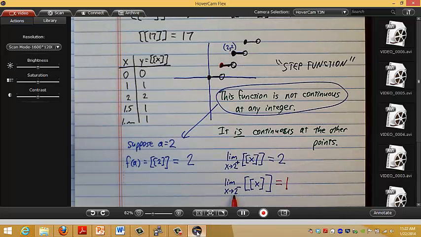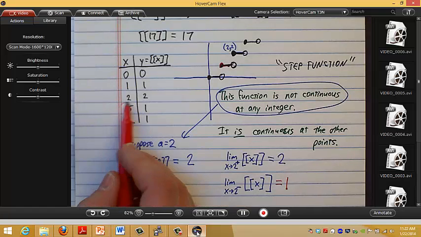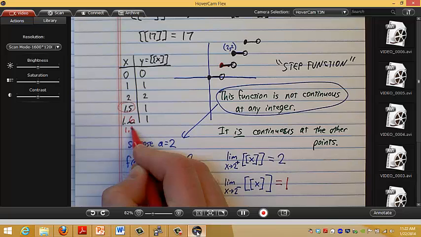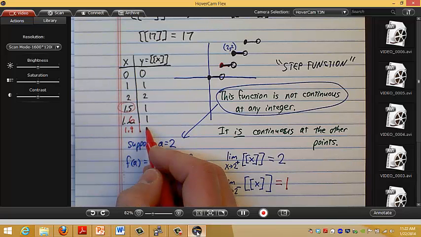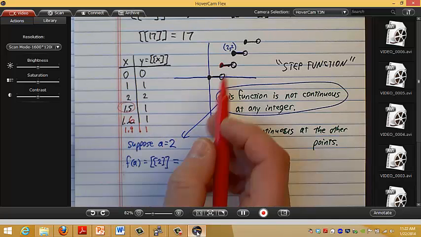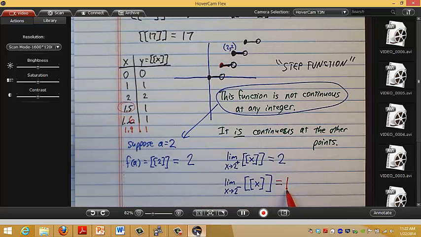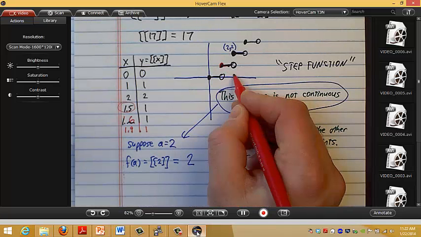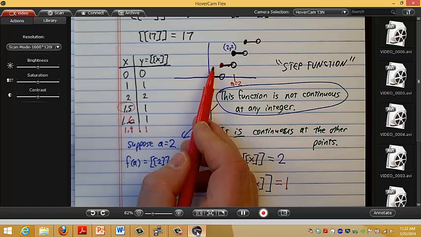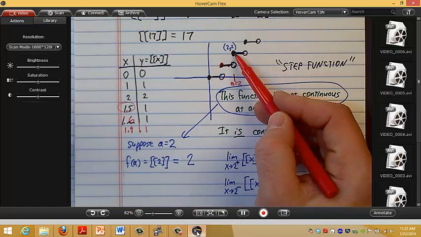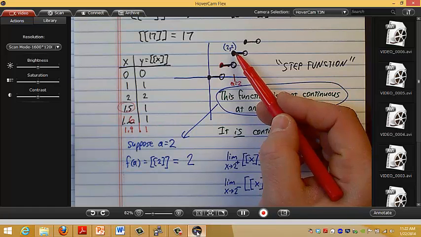I'm coming in from the left side for the step function. So I'm going through things like 1.5 or 1.6 or 1. What's the greatest integer of 1.9? What about 1.9999? See, all of those outputs are 1. So the limit as I approach from the negative side, here's A. A is 2. As I approach A from the negative side, I'm at 1. As I approach from the positive side, I'm at 2. Do you guys see that?